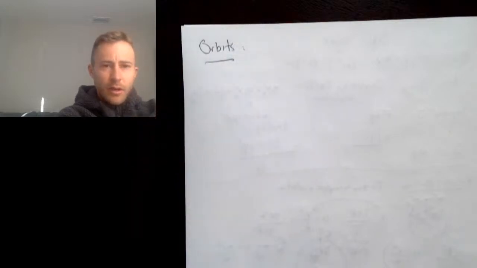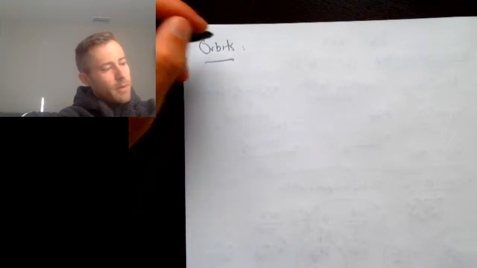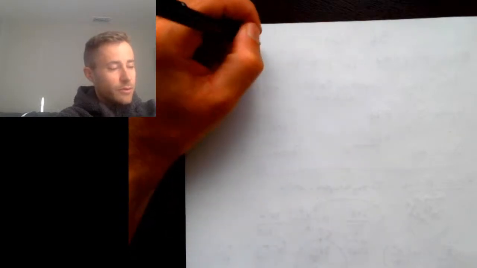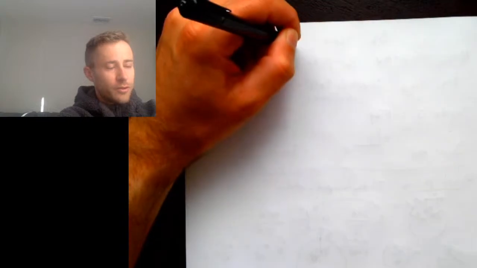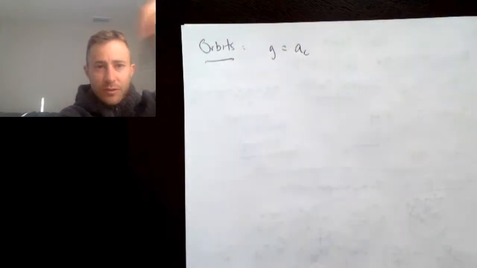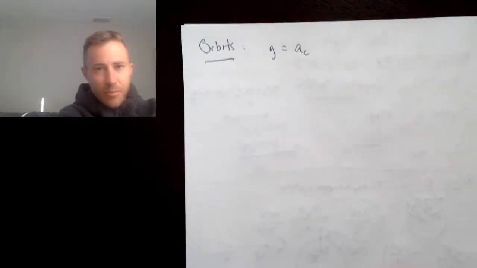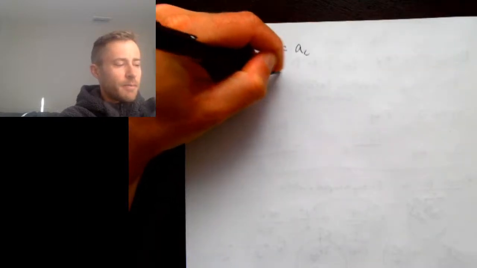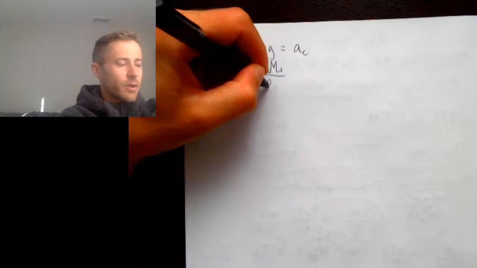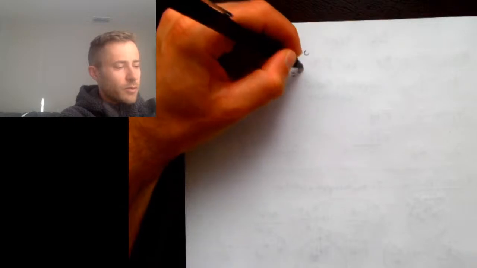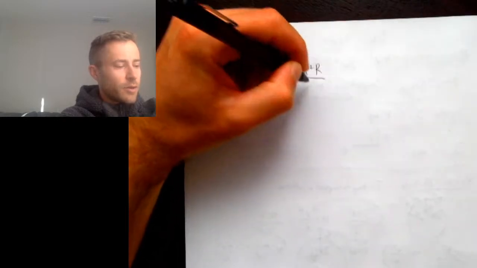And so if you are in an orbit, then basically the gravitational field is going to be equal to your centripetal acceleration, because gravity is the thing that is causing the orbit to happen. Gravitational field is G times big M over R squared. Centripetal acceleration, I'm going to end up using the 4 pi squared R over period squared.